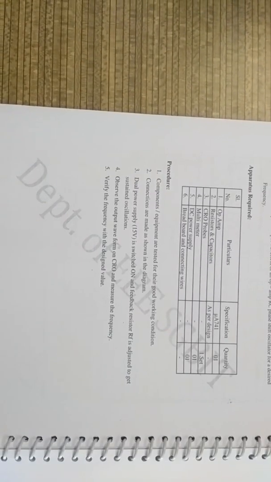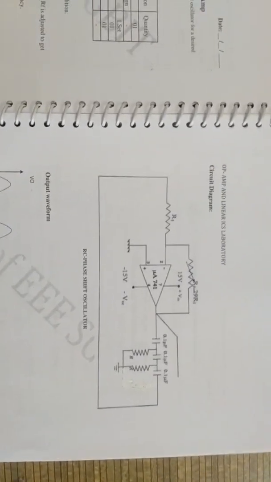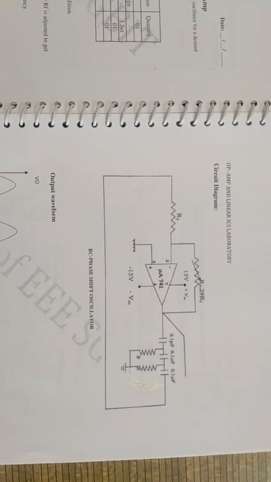And to conduct this experiment, we need an op-amp 741 and resistors and capacitors as per the design, and we need CRO, multimeters to measure the voltages, and a DC supply. So this is the circuit of RC phase shift oscillator.